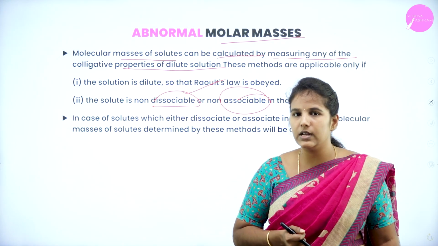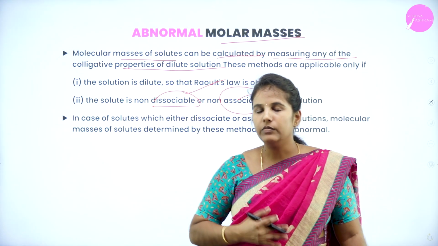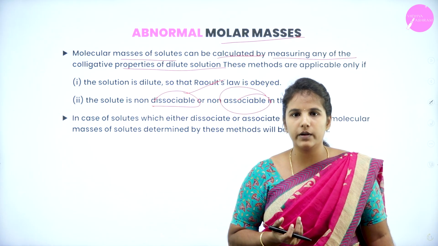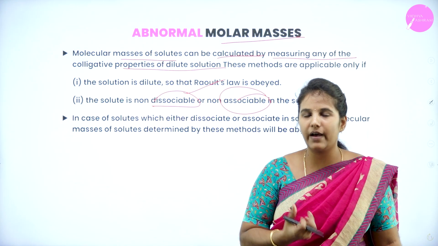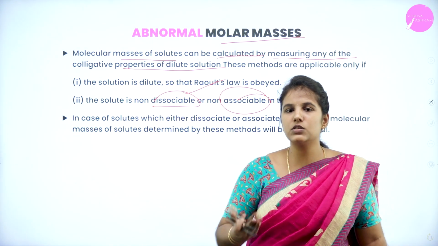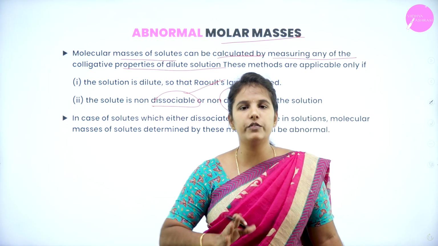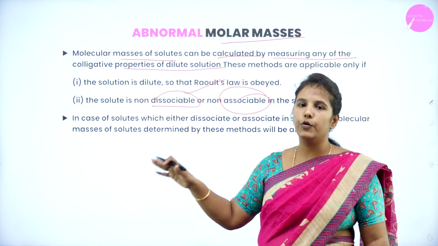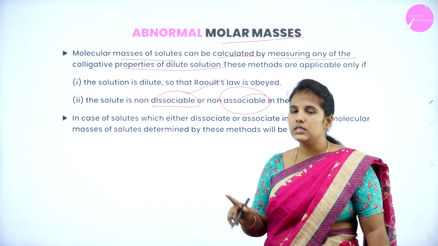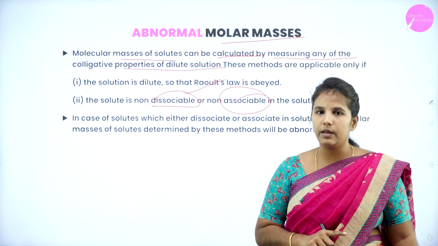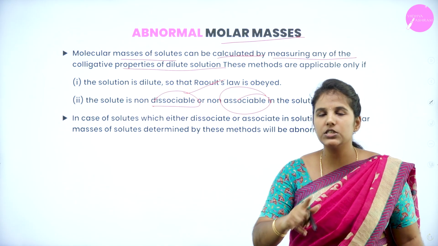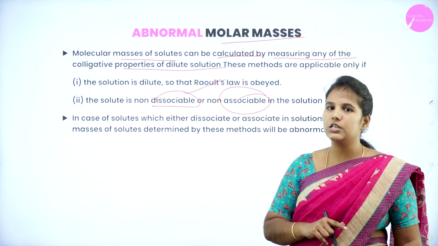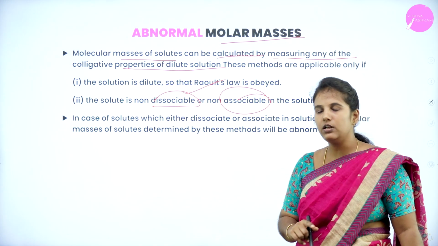Or in simple words, I can say that the molar mass of the solute can be calculated by using any one of the colligative properties. But actually, the value we obtained never matches the normal value. There are a lot of variations taking place. So, that is known as abnormal molar masses. Okay. So, why does the abnormal molar mass take place? Because of the association or the dissociation of the ions. We'll see what association and dissociation are.